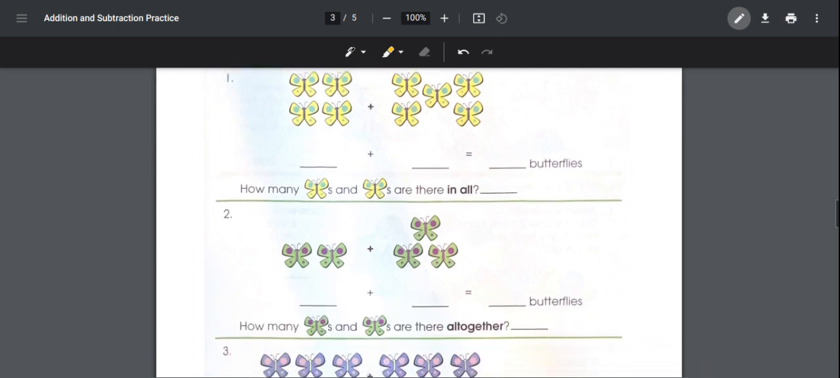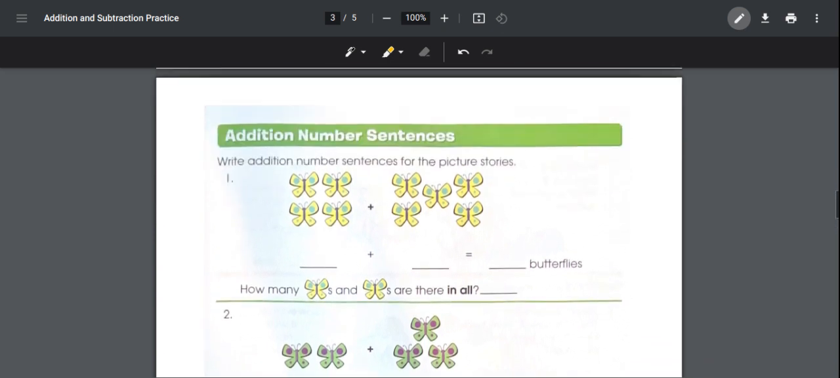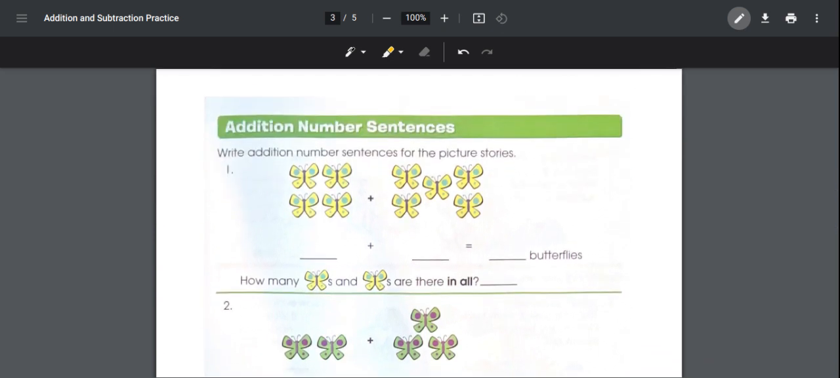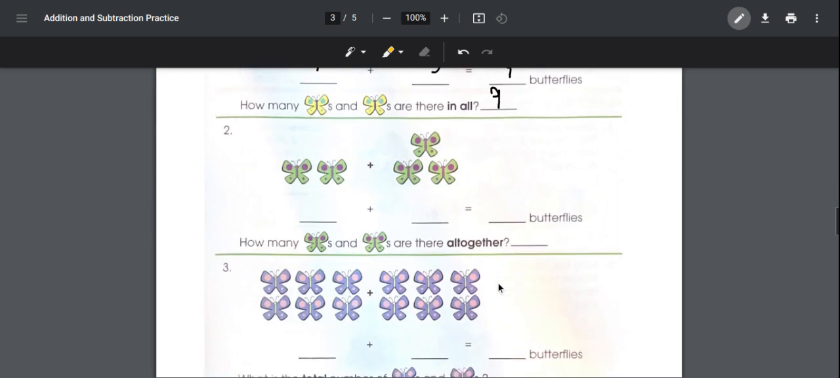Okay, again, the next page will also be about writing addition number sentences. So first we count. So there's 1, 2, 3, 4 butterflies on the left. 1, 2, 3, 4, 5 on the right. So in total there are 9 butterflies. And the question asks how many butterflies are there in all. So we just put 9. And in all means a total.